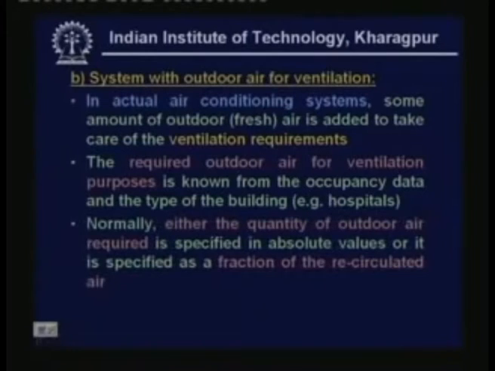Generally, this kind of data is available before we design the air conditioning system, because we know the occupancy and we know for what purpose the building is being used. So we can estimate the ventilation requirement at the beginning itself. As I said, normally the quantity of outdoor air required is either specified in absolute values, or as a fraction of the recirculated air. Whichever it is, we know how much is required.